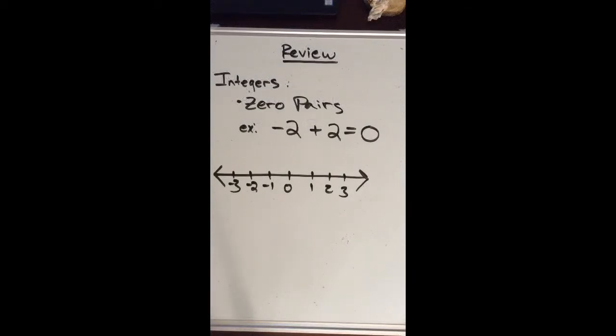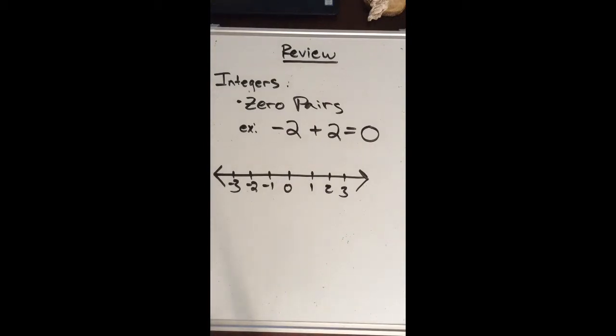Now, going back to the concept of zero pairs. Remember, a zero pair is any number that's both negative and positive, and you're trying to add them together. They're called a zero pair because if you try and add these two numbers up, in this case negative 2 plus positive 2, that goes to 0.